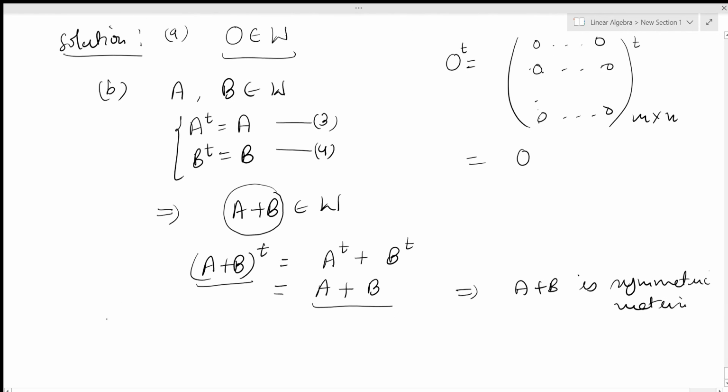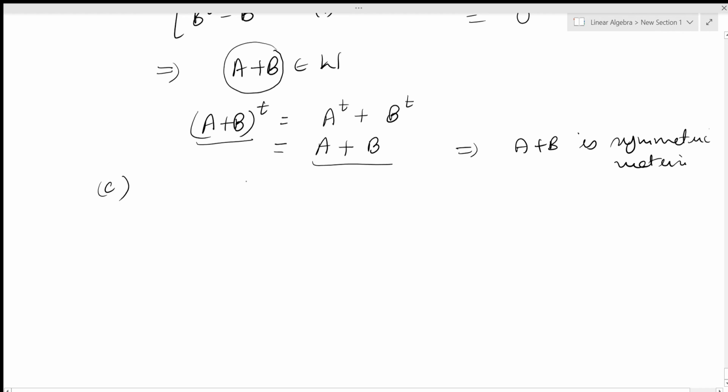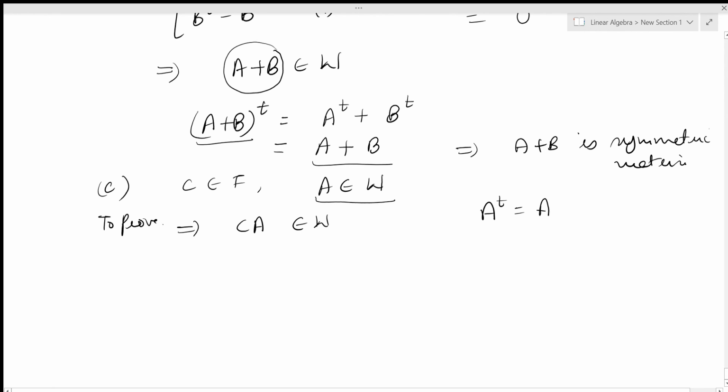Now scalar multiplication. For scalar multiplication, what do we have to show? We have to take some field element and some element from W. We have to show that CA belongs to W. As you know, A belongs to W means A is a symmetric matrix. So in order to prove CA belongs to W, we have to show that (CA) transpose is the same as CA. This is a scalar, so we can take C outside because C is multiplied with each and every entry of A.